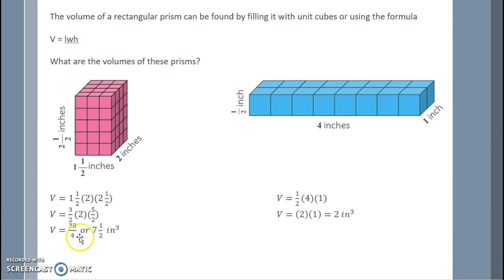So notice then I also put in the inches cubed over here. We are in volume, and because we're multiplying inches times inches times inches, we're multiplying it 3 times, our volume is then represented in cubes, so inches cubed, whereas area is in squares.